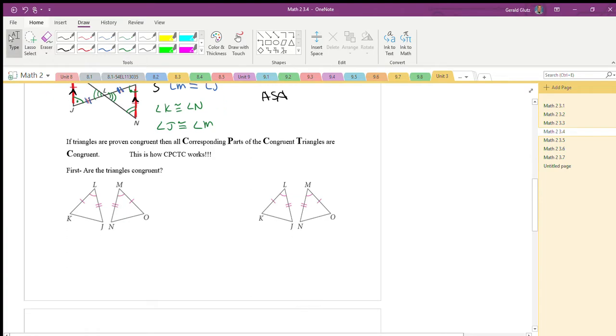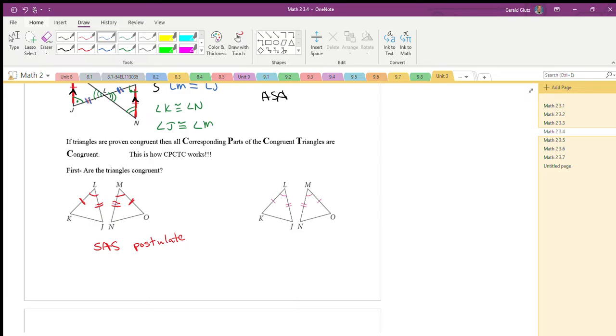So moving on to CPCTC. So CPCTC stands for corresponding parts of congruent triangles are congruent. So this is the way it works. So right here we have two congruent triangles. So hopefully you can tell me why those are congruent or what postulate I would use. So we got an angle and two sides. So the angle is touching both of the sides, or it's in between both the sides. So we'd say side, angle, side postulate.